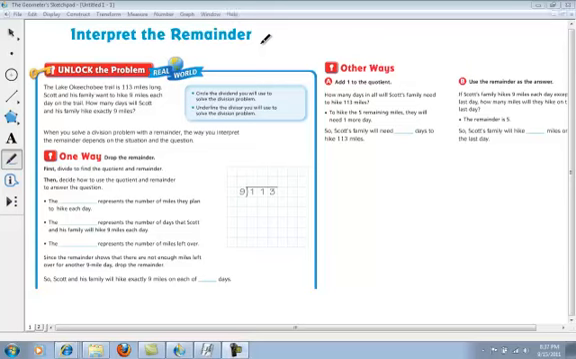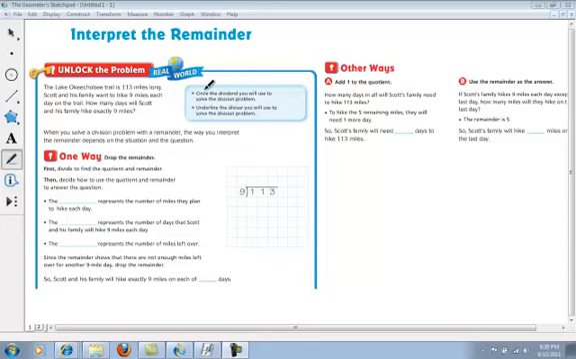In this lesson, we're going to learn how to interpret the remainder when we're doing division. Let's look at the problem. The Lake Okeechobee Trail is 113 miles long. Scott and his family want to hike 9 miles each day on the trail. How many days will Scott and his family hike exactly 9 miles?